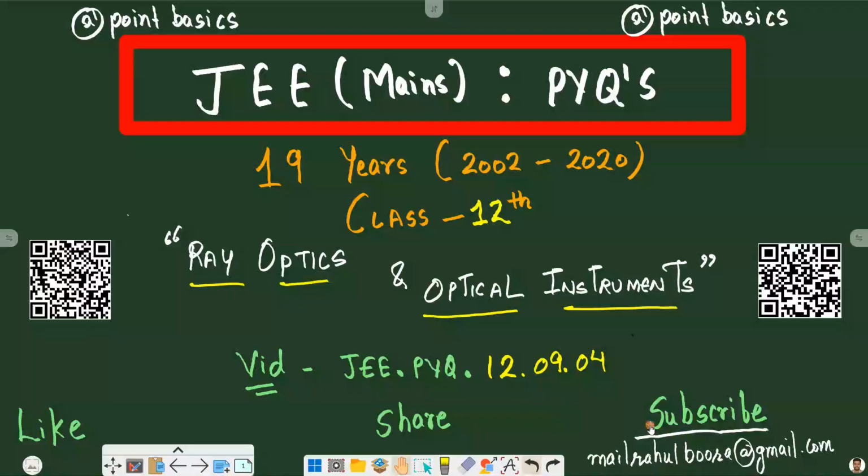Welcome back, everybody. This is our fourth session in JEE Mains previous year questions for chapter Ray Optics and Optical Instruments for class 12th. Before this video, we have made 3 videos in this series, and all of those videos are available on our YouTube channel's playlist section.